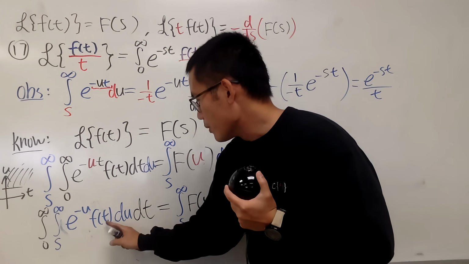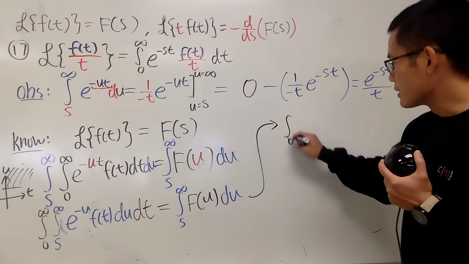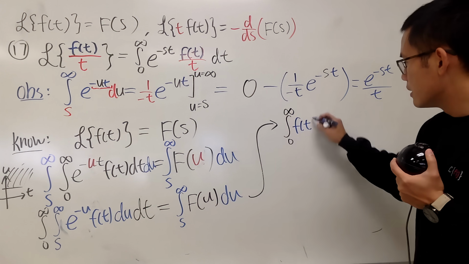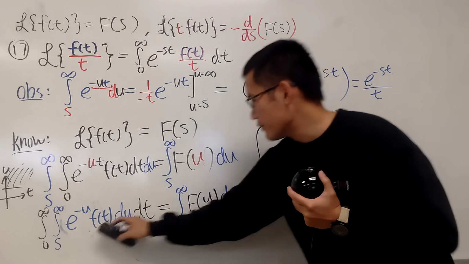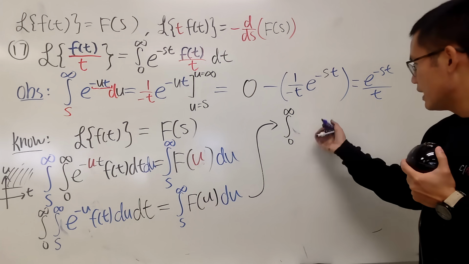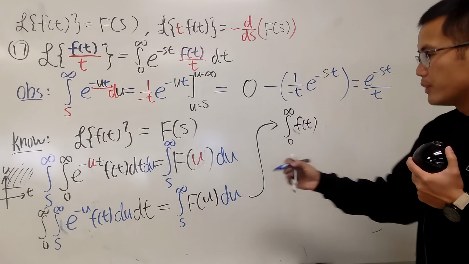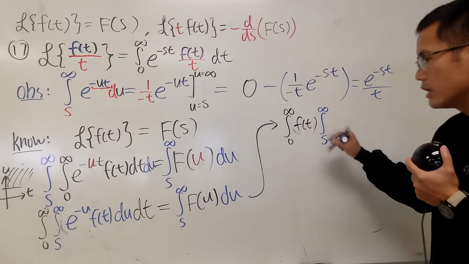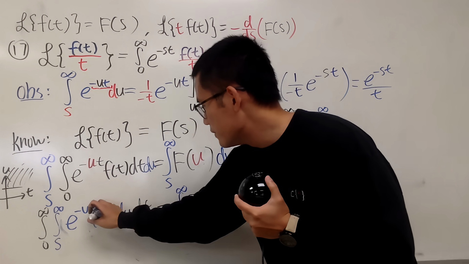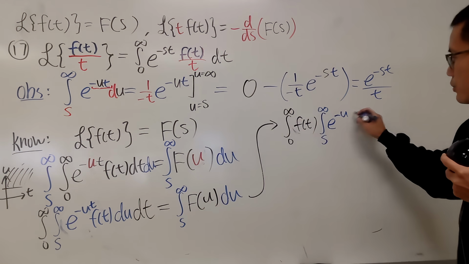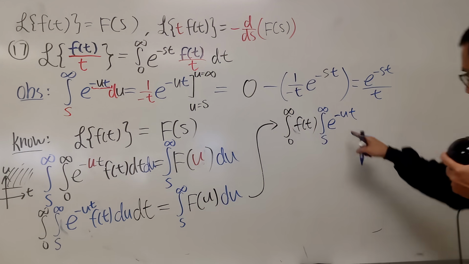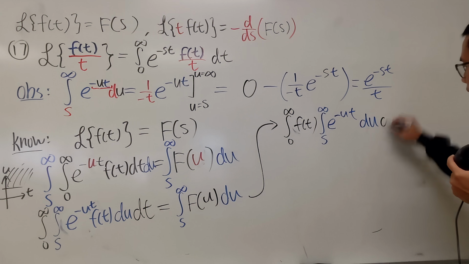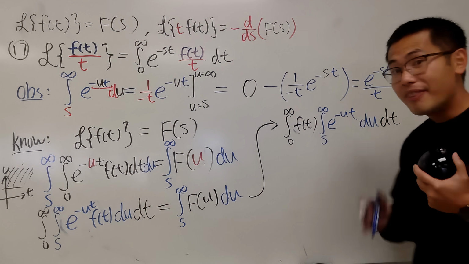All right? So let me put this right here. So we have the integral from 0 to infinity, and then the f of t right here. Let me just put the f of t in black. And then we have the integral from s to infinity of e to the negative ut du, and then dt.